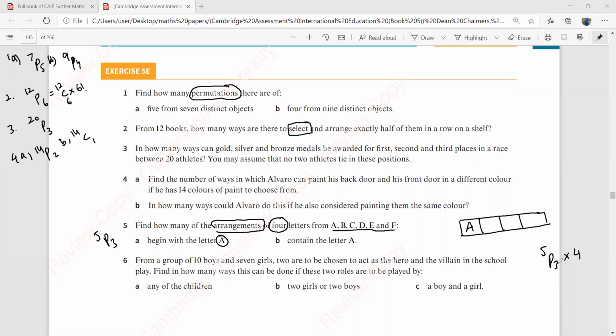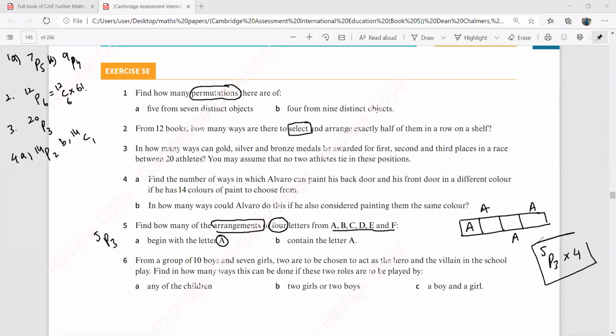So you have 4 positions which are open. Exactly. You can fix your A at the first position, you can fix it here, here, or here. So there are 4 possibilities for this A. That is why 5P3 times 4 was the correct answer.